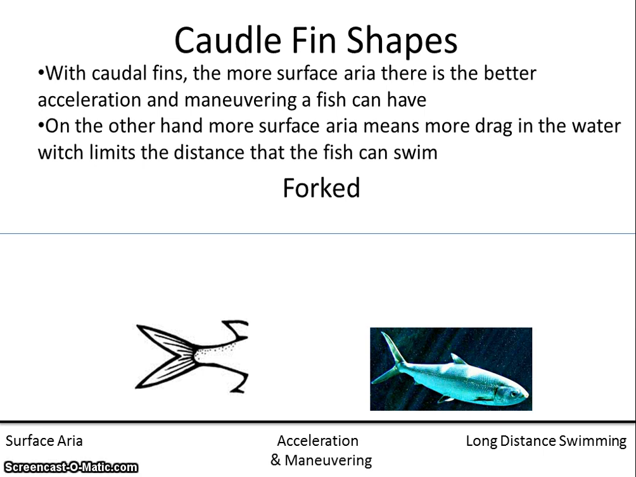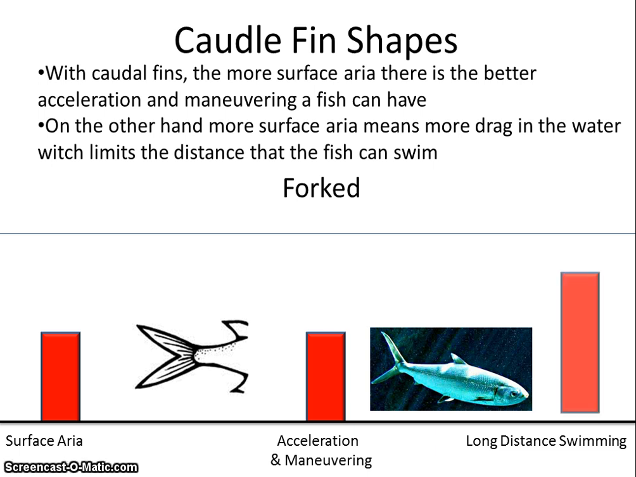Then we have the forked caudal fin. Forked caudal fins are less surface area still, and so even worse at acceleration and maneuvering, but for the first time, that lack of acceleration, maneuvering, and surface area allows them to be better at long-distance swimming. This is going to be most of your pelagic fish, most of your open water fish, where there's going to be more straightaway swimming than acceleration maneuvering, but it would help for them to outmaneuver a predator chasing after them.